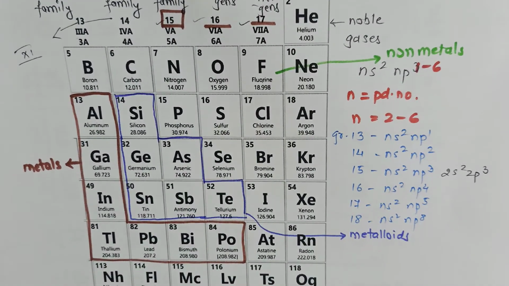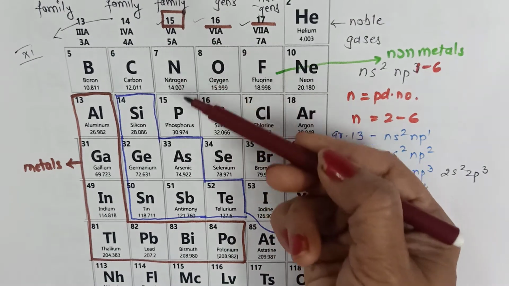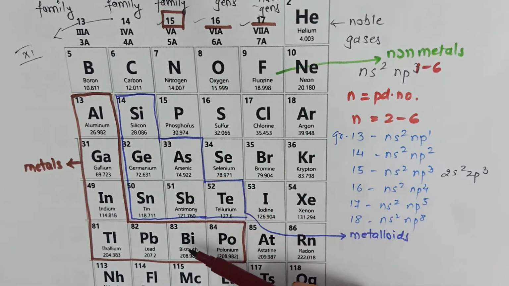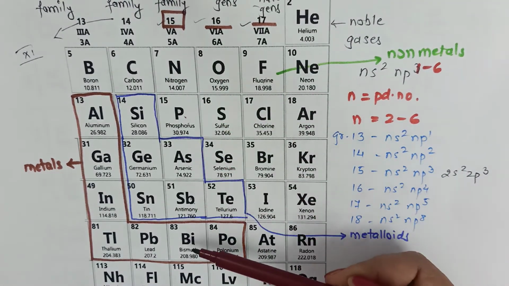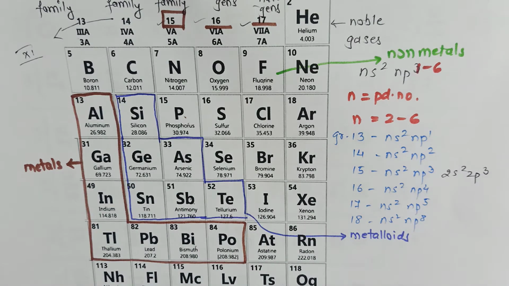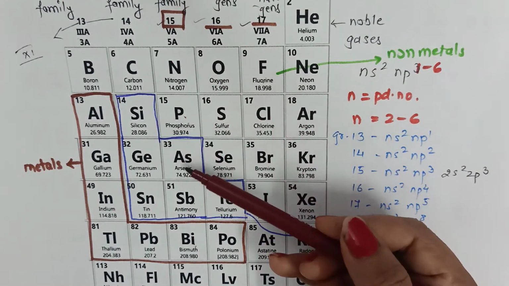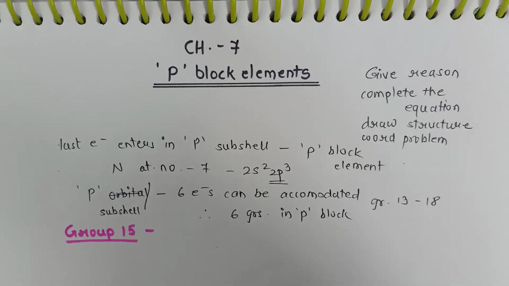Which are the elements that are present in group 15? Nitrogen, phosphorus, arsenic, antimony, bismuth. Bismuth will be a radioactive element. How to remember the elements? So we can easily remember the elements: nitrogen, phosphorus, arsenic, antimony and bismuth.